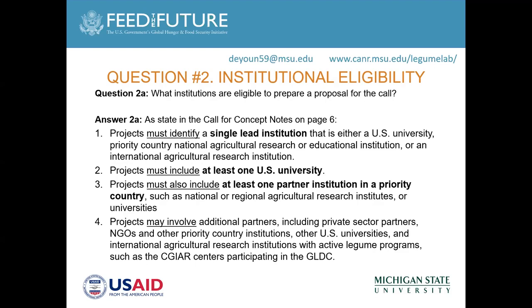I'll field this question. As stated in the call for concept notes on page 6, first, projects must identify a single lead institution that is either a U.S. university, priority country, national agricultural research or educational institution, or an international agricultural research institution. Second, projects must include at least one U.S. university. Third, projects must also include at least one partner institution in a priority country, such as a national or regional agricultural research institutes or universities. Fourth, projects may involve additional partners, including private sector partners, NGOs, and other priority country institutions, other U.S. universities, and international agricultural research institutions with active legume programs, such as CGIAR centers participating in the GLDC program.